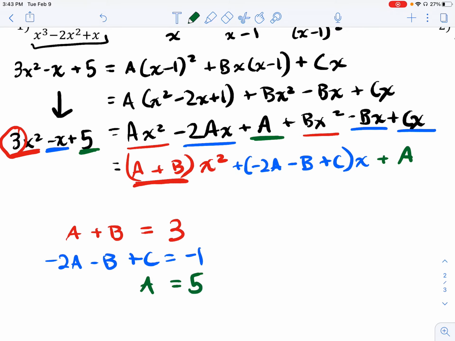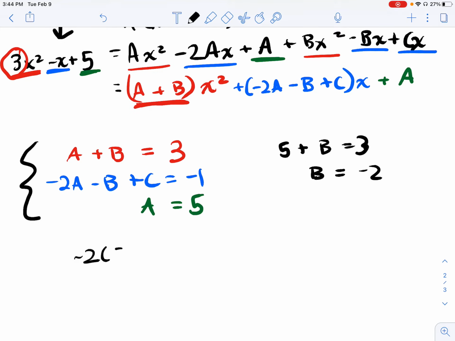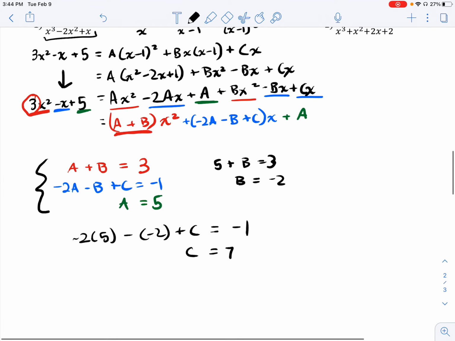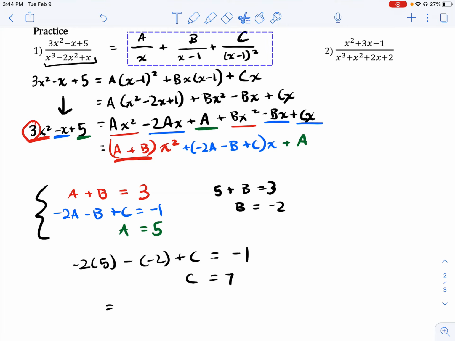A is equal to 5, which makes our life a whole lot easier when we solve this system, because we know A is already equal to 5. We know that 5 plus B is equal to 3, so B is equal to negative 2. The only thing left is to solve for C. So negative 2 times 5 minus negative 2 plus C is equal to negative 1, and that means C should be equal to 7. Now that we have our values for A, B, and C, let's go ahead and write our original decomposition.